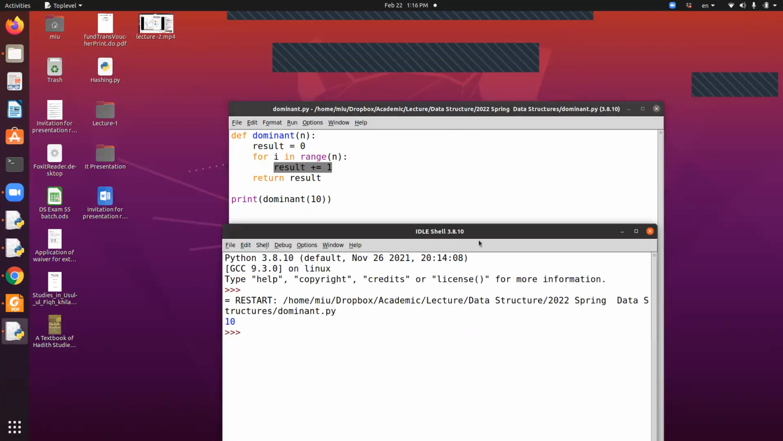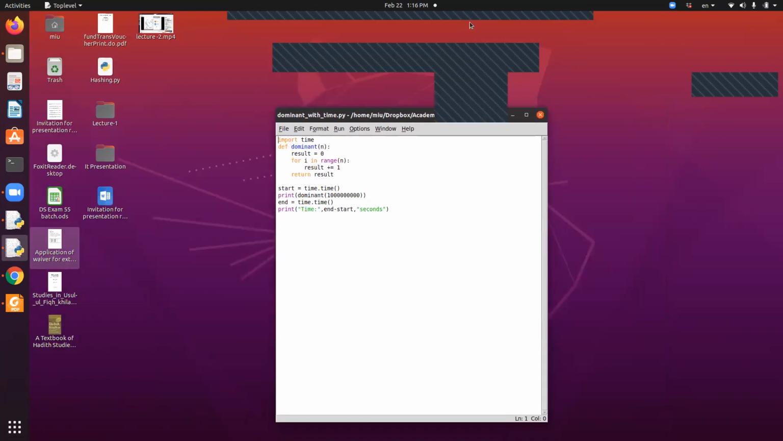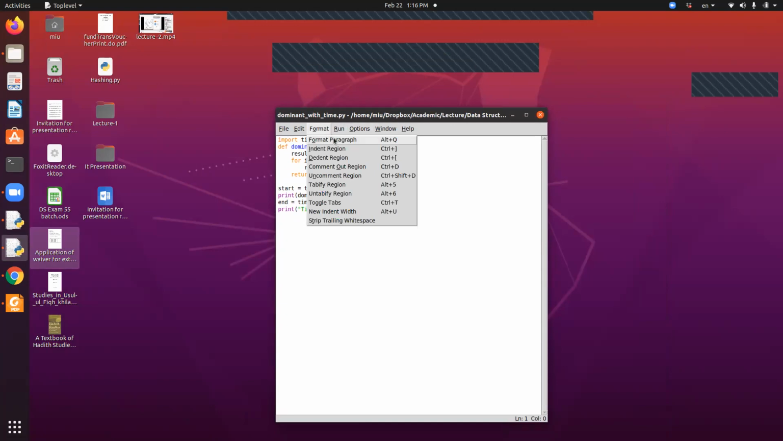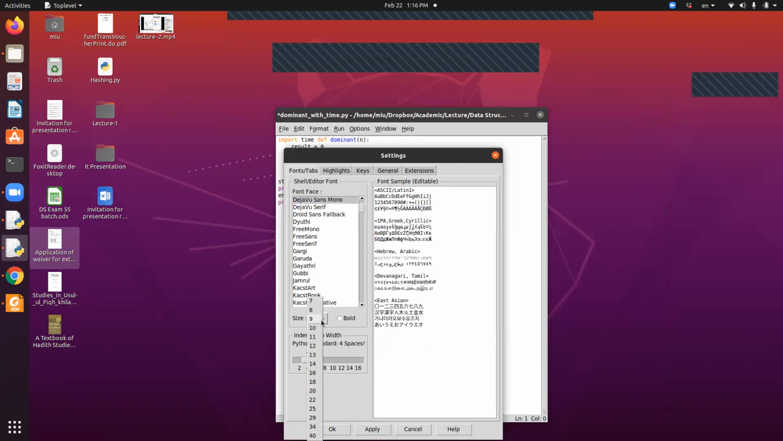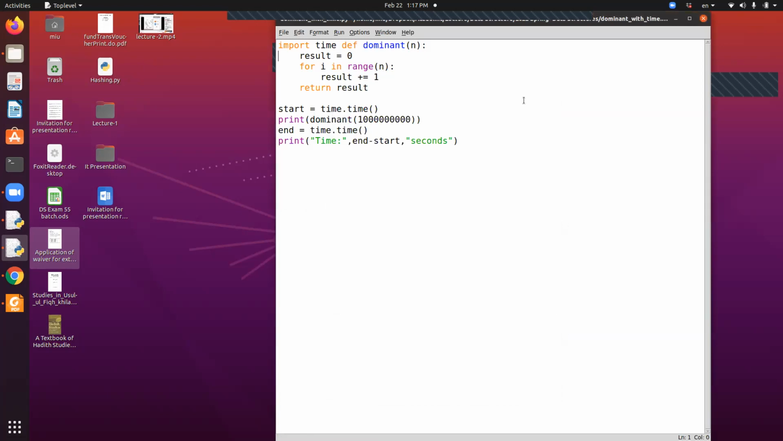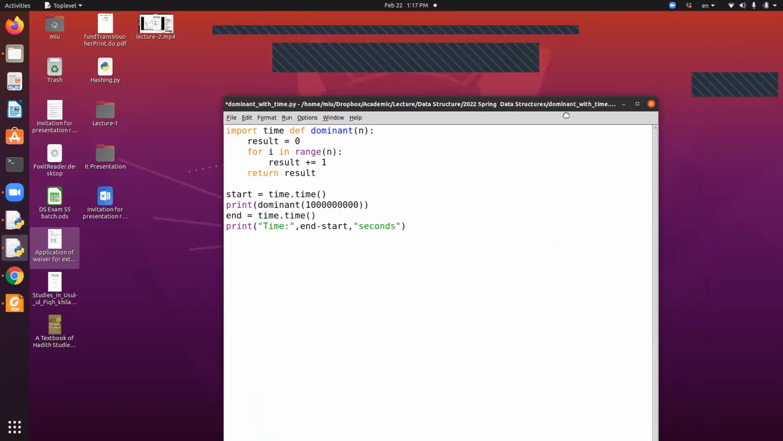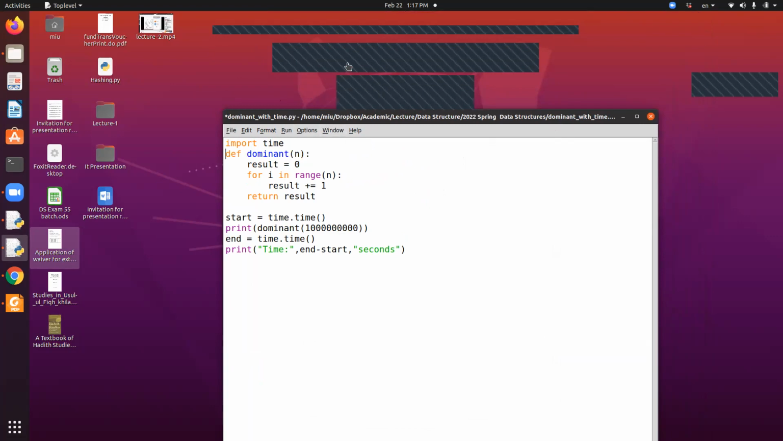Let me introduce another thing to this program in Python. Let me increase the font size of this program also. I hope you can see it now. Sorry about that, I think something went wrong here. Now it is okay.